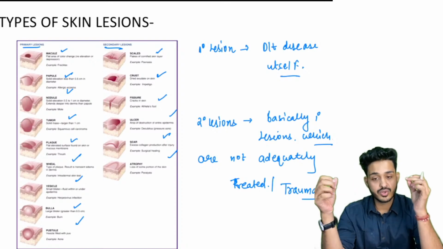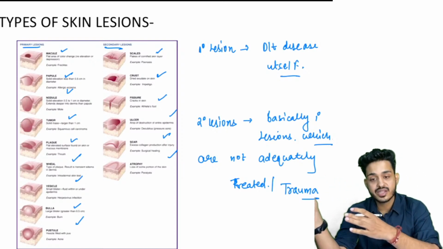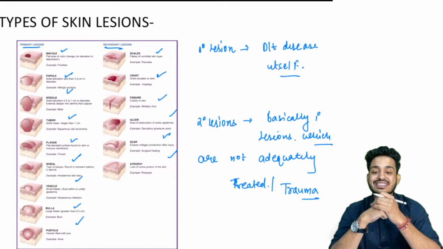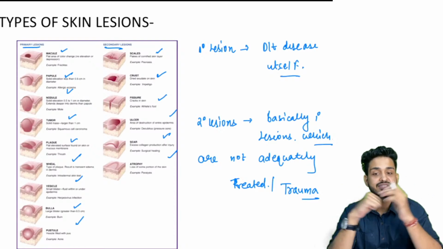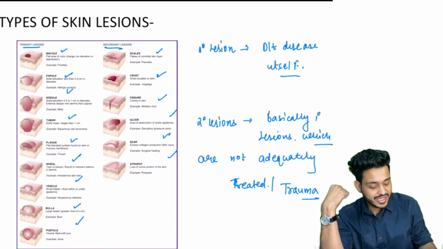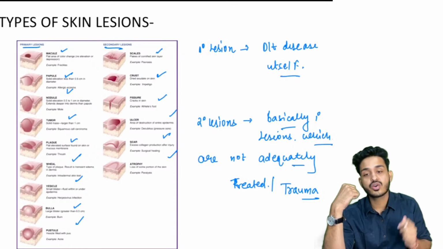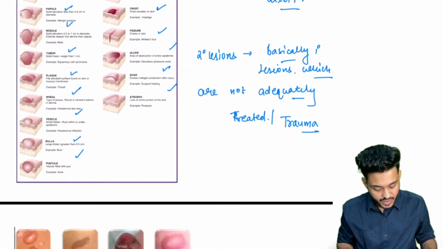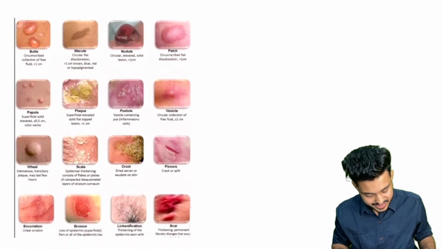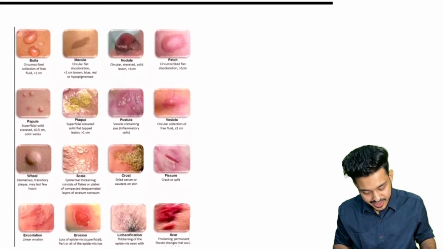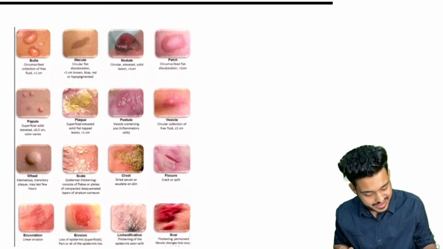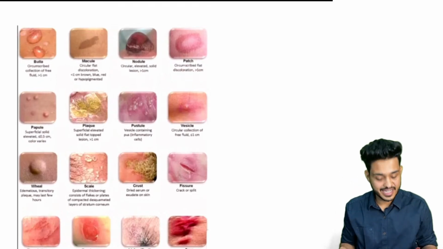Basic difference I have told you. Primary lesions are due to primary disease, due to the disease itself, and secondary lesions are those lesions which are not adequately treated, or they can be due to trauma as well. Look here guys, let's talk one by one about the primary skin lesions, and then we will study the secondary skin lesions.